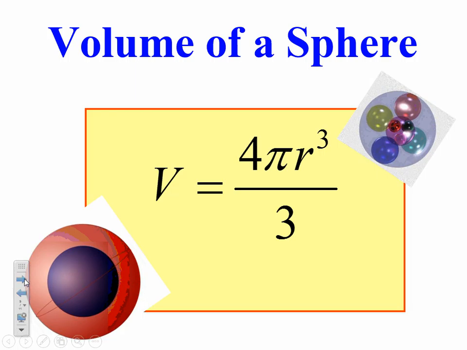So volume is the amount of space inside the object, okay? So rather than the surface area around the outside, we want to know how much water it can hold. So the volume formula equals 4 pi r cubed over 3. Sometimes this is written as 4/3 pi r cubed. Both of them are the same thing, okay?